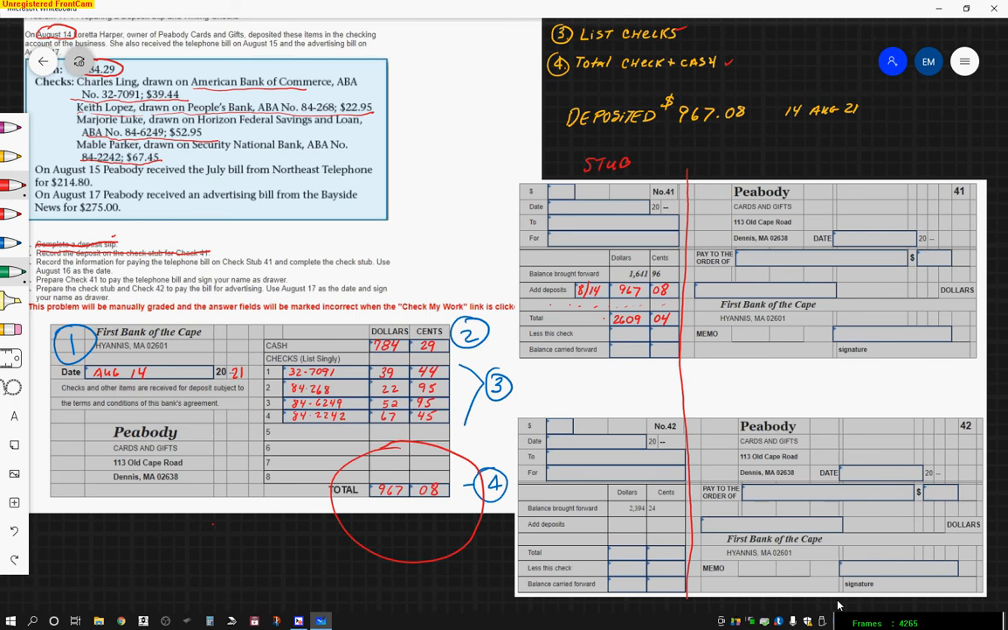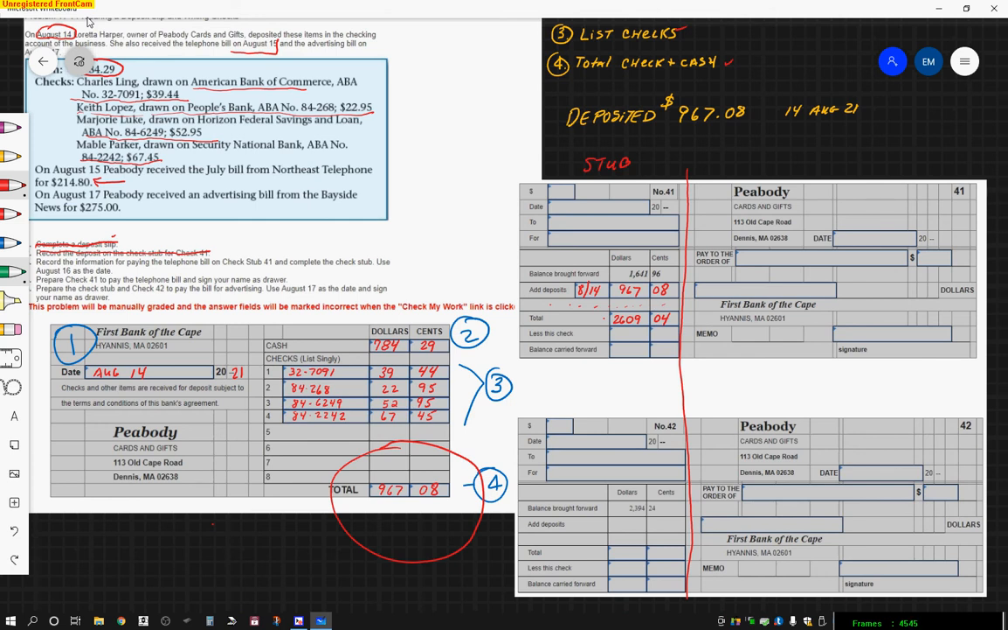Let's read the question again. August 14th, Loretta Harper, owner of Peabody Card and Gifts, deposited these items in the checking account balance. She received a telephone bill on August 15th, right? Now, there are some things about this that are kind of crazy, but the bill came in on the 15th. It was for how much money? The bill received was for $214.80. All right.